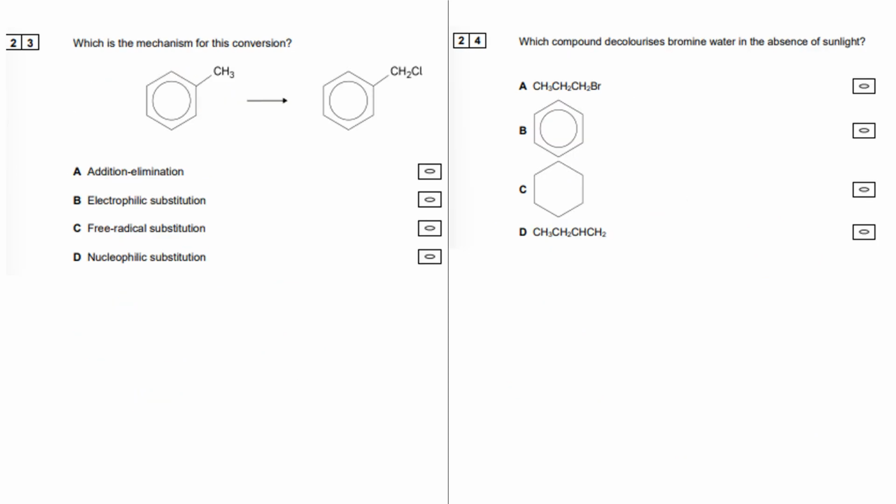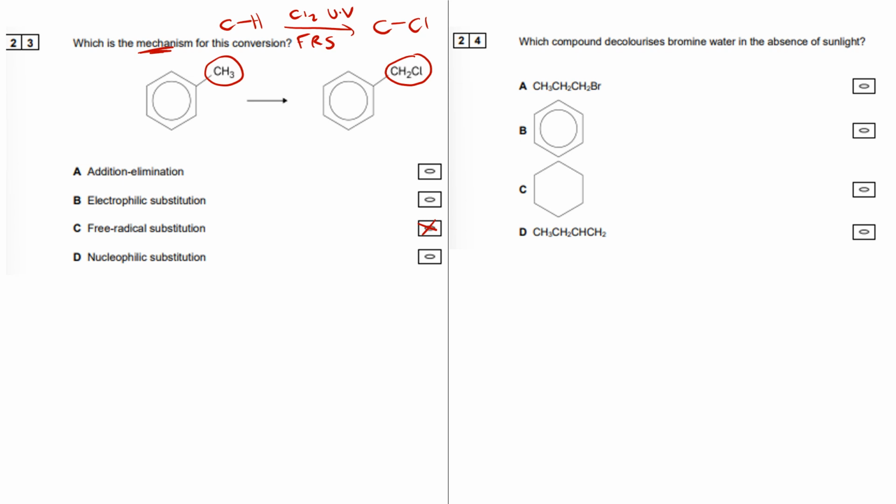Question 23. Which is the mechanism for this conversion? So when you're working out a mechanism, you need to look at the groups that are changing. So you've got a methyl group or a CH3 group becoming a haloalkane. So you're breaking a CH bond and you're making a CCl bond. How do you make a haloalkane from an alkane? We need a halogen in the presence of ultraviolet light to break the strong CH bond, and that is free radical substitution. So answer C is correct.